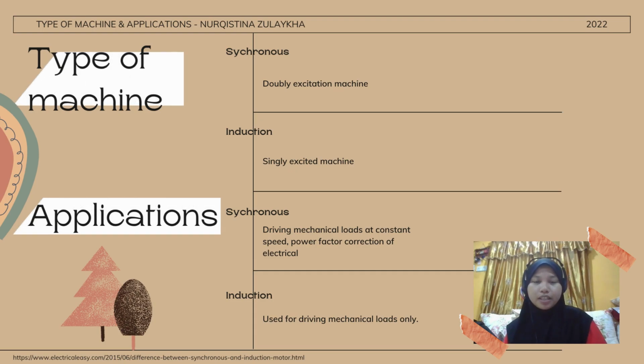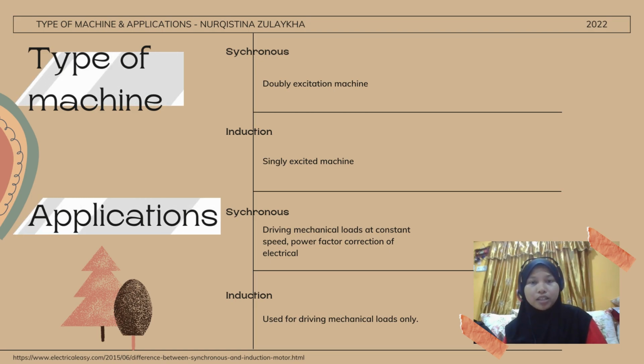So, for the last part, the types of machines and also the application. For the type of machine, the synchronous motor is a doubly excited machine. What does it mean by that? It means its armature winding is connected to an AC source while its field winding is excited from a DC source. For the induction motor, it is a singly excited machine, which means its stator winding is energized from an AC source.